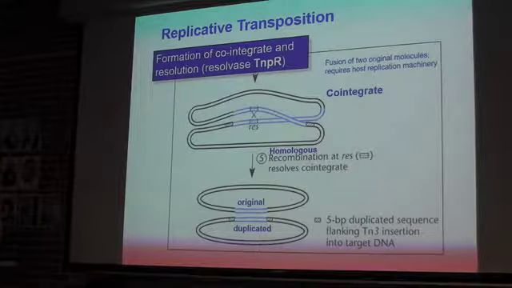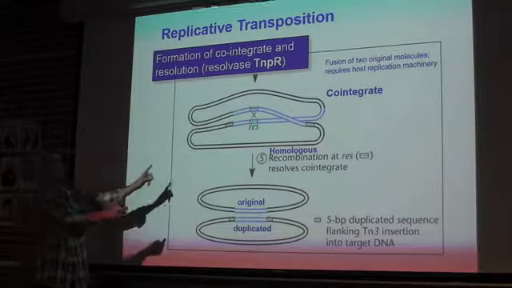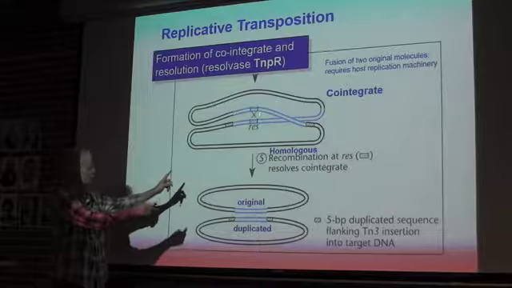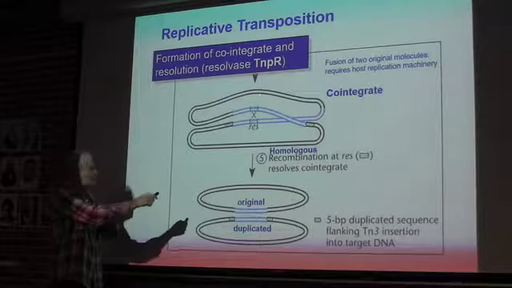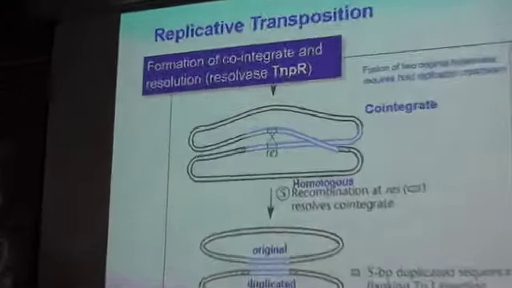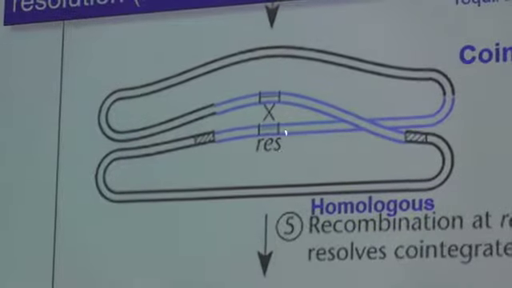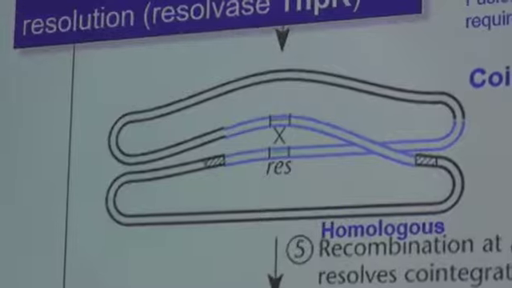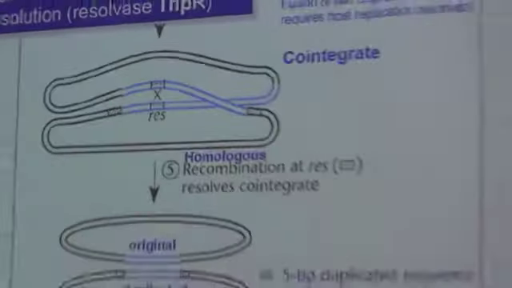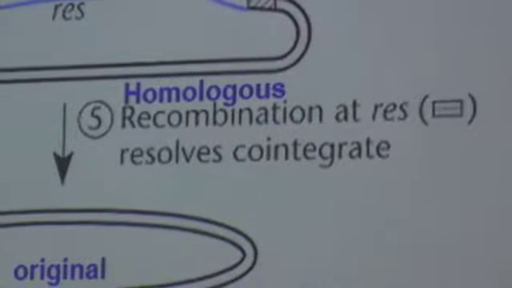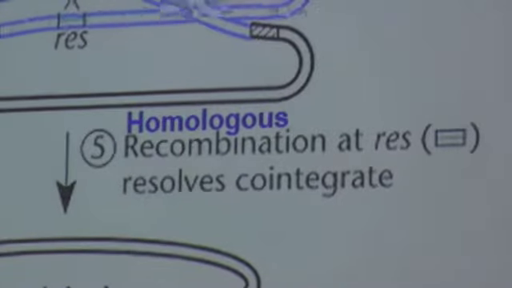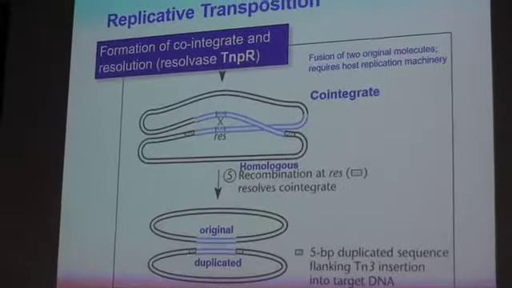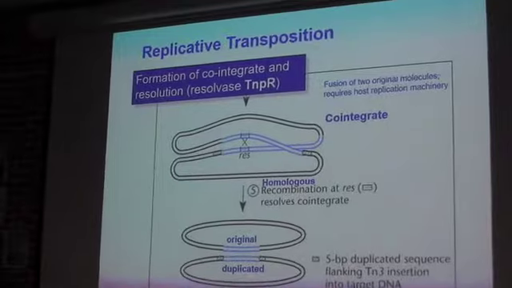Replicative transposition. Formation of the co-integrant. Here you see it, and here you see that little pesky exam question. What is the site of that resolving? It's at a RES site. That's where the resolvase, encoded by replicative transposons, acts and performs a site-specific homologous recombination.